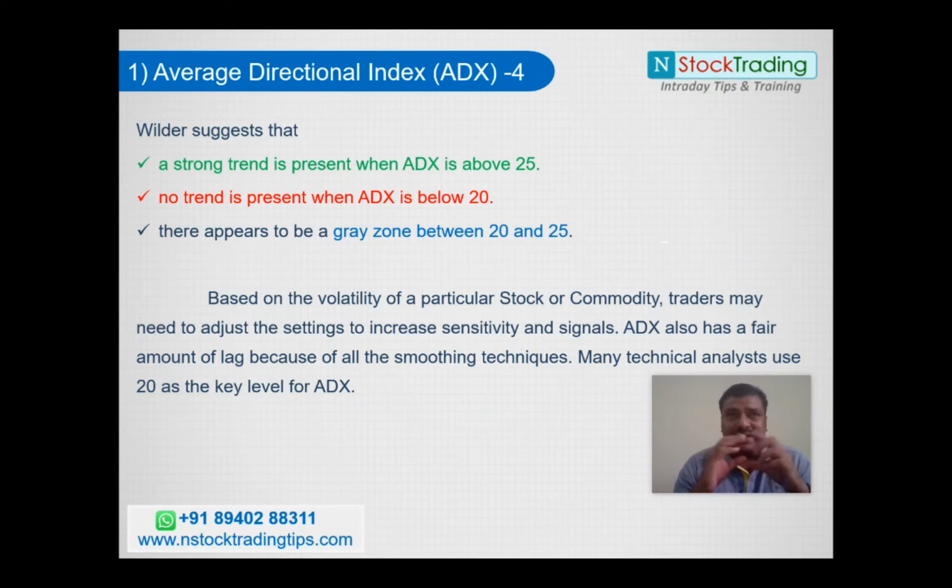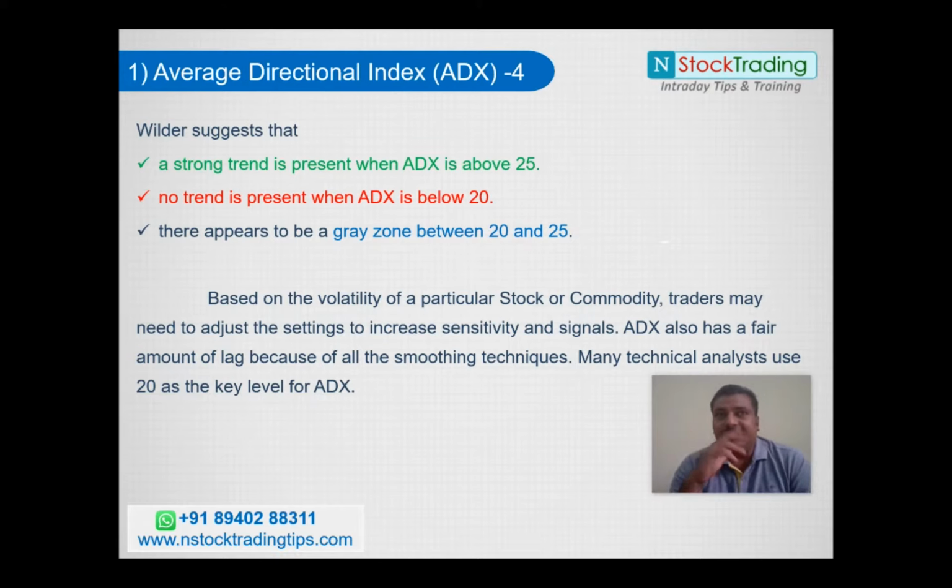And also, there is a gray range between 20 and 25, as per Wilder. This 20 to 25 is risky because it can go in either direction, up or down. Actually, these levels are based on the volatility of the particular stock or share or commodity. If it is less volatile, you will have to adjust the sensitivity, like we have been discussing all this time. We have different look back periods which can be adjusted. The smaller the look back period, the higher the sensitivity will be, and you'll get more signals. According to the volatility of the market and the particular stock, you can adjust things.